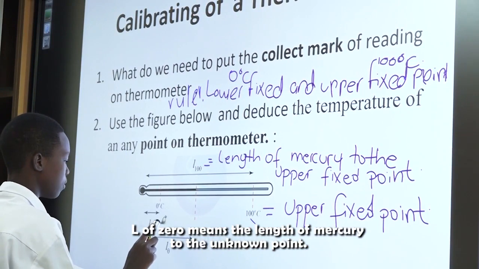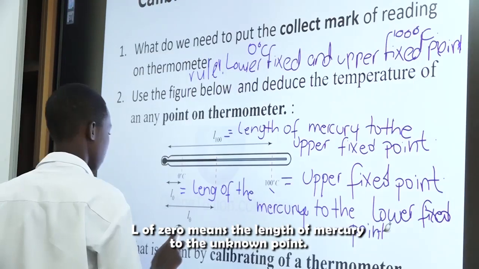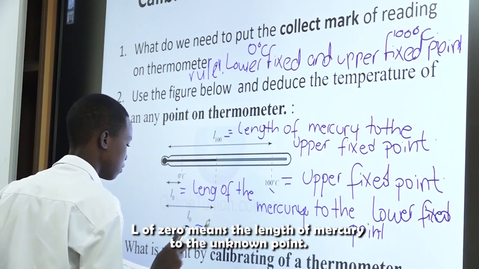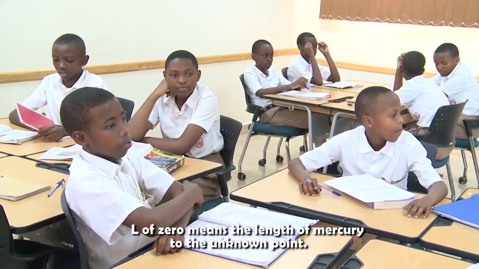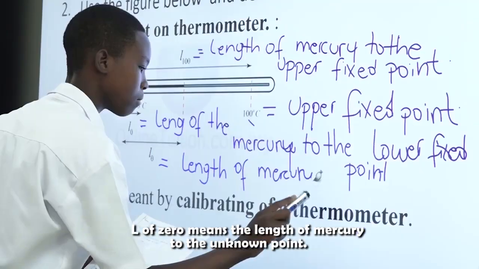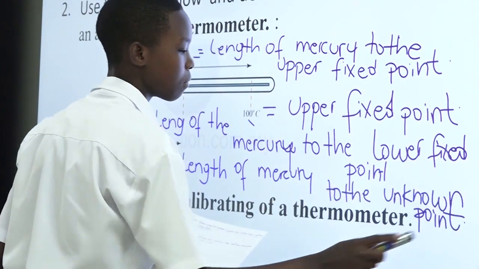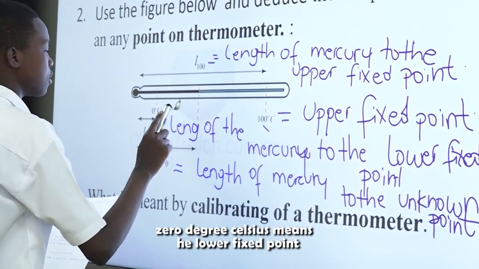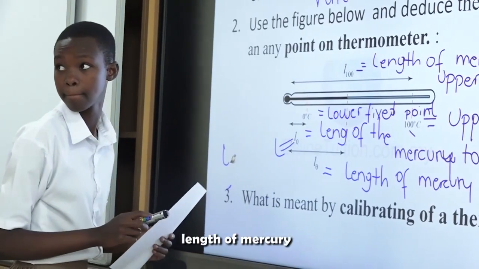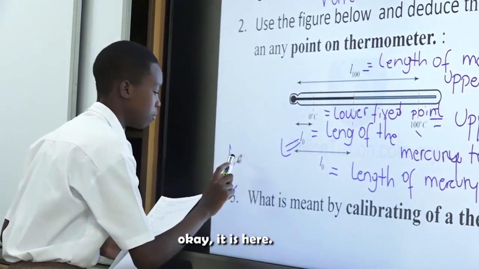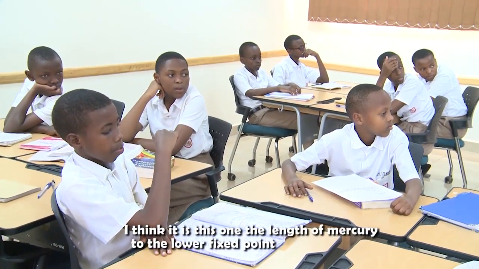L over 0 is equal to the length. L of 0 means the length of mercury to the unknown point. 0 degrees Celsius means the lower fixed point. The length of mercury? No, it is here. I think it is this one. Length of mercury to the lower fixed point.